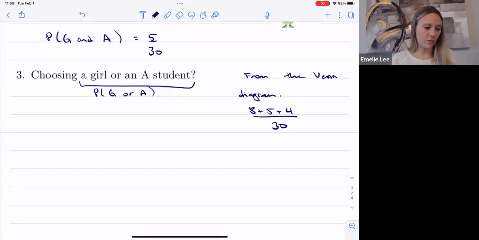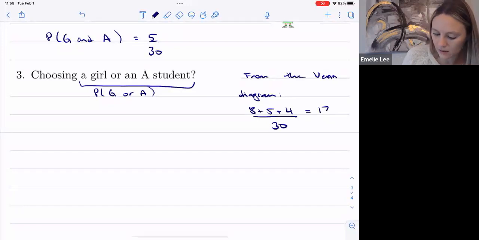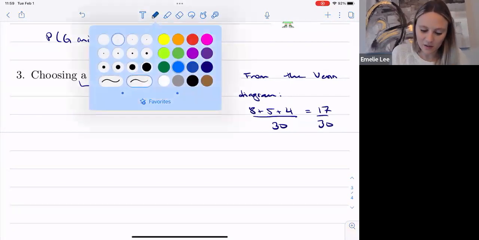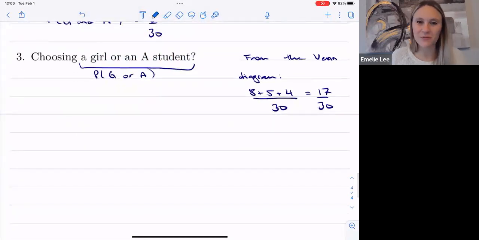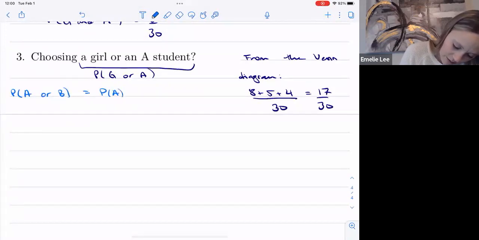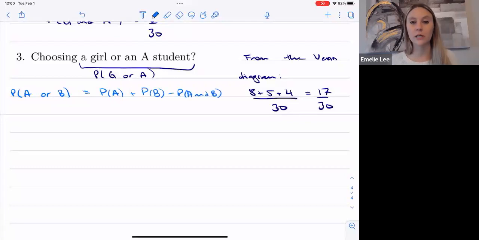8 + 5 + 4, which is 17 out of 30. Or we can use the formula, right? The general addition rule, which says the probability of A or B is the probability of A plus the probability of B minus the probability of A and B. This is one of those scenarios where you have 3 of the 4 components and you have to solve for the 4th one.